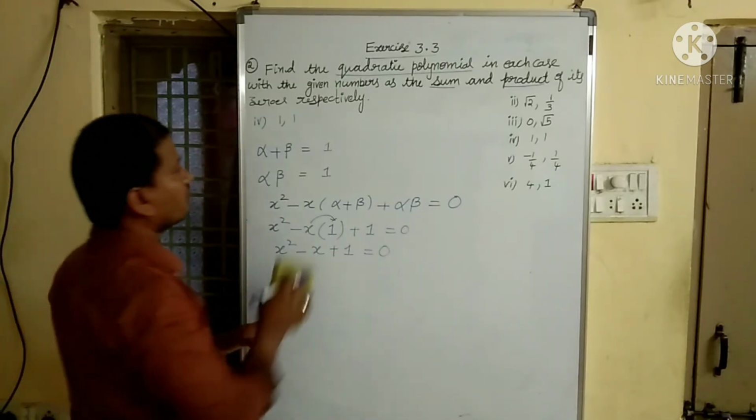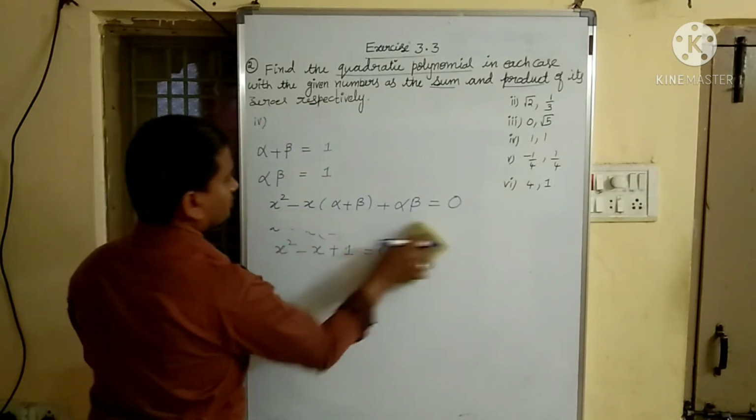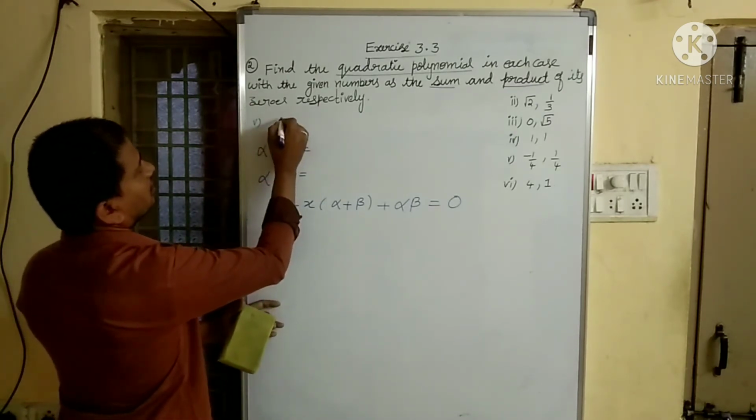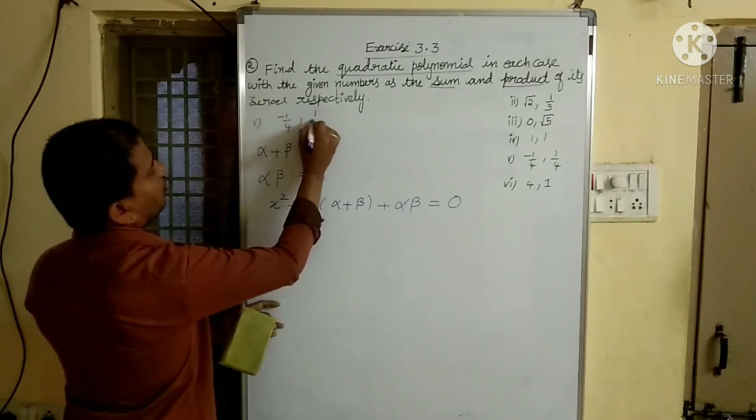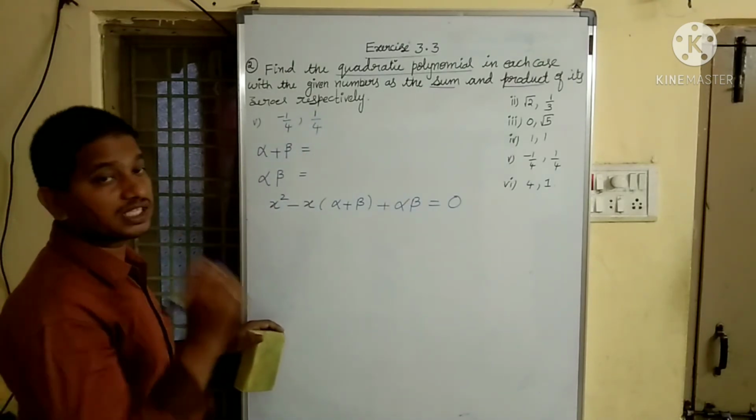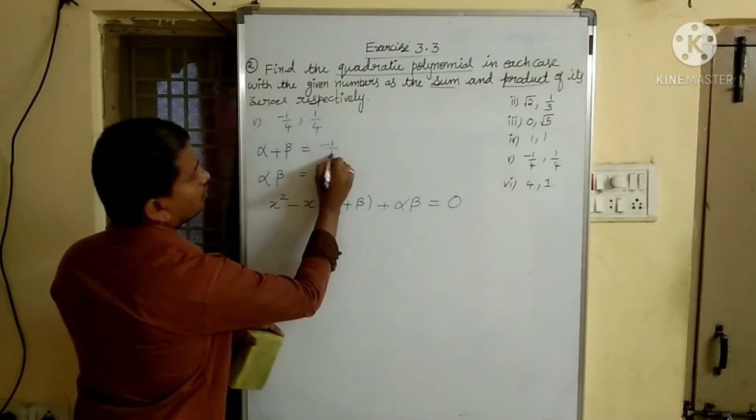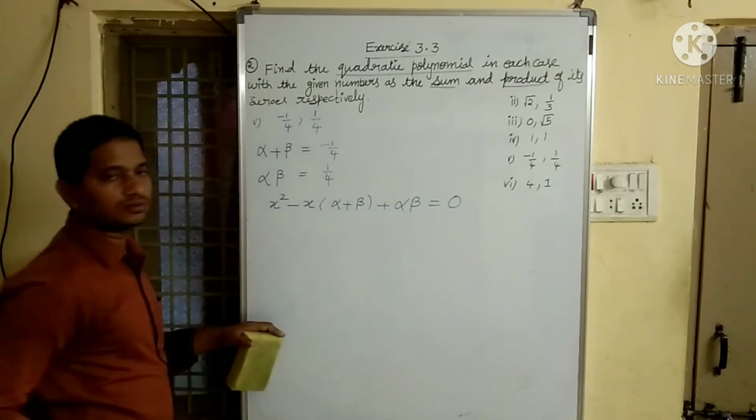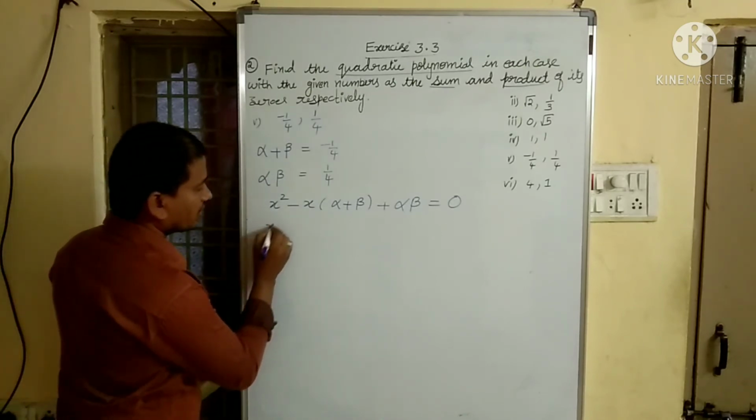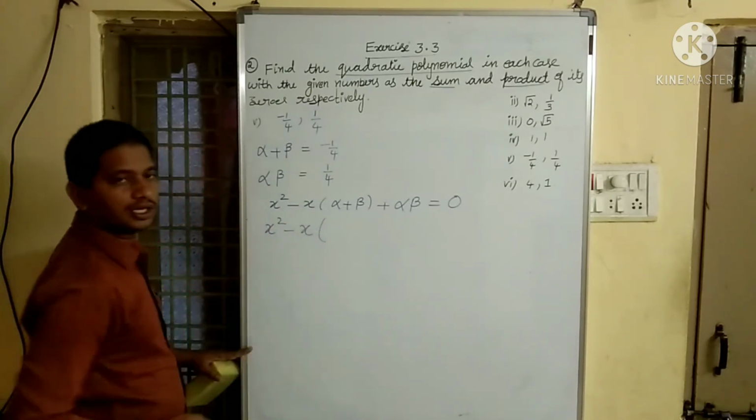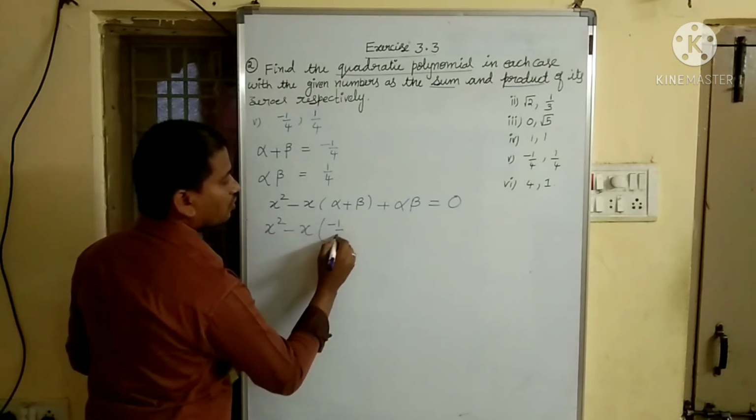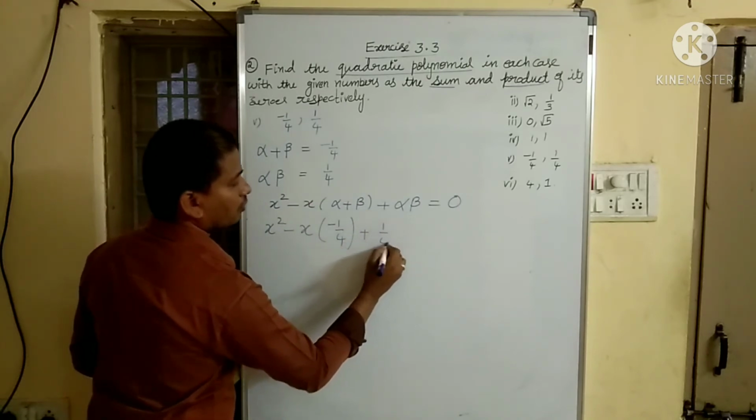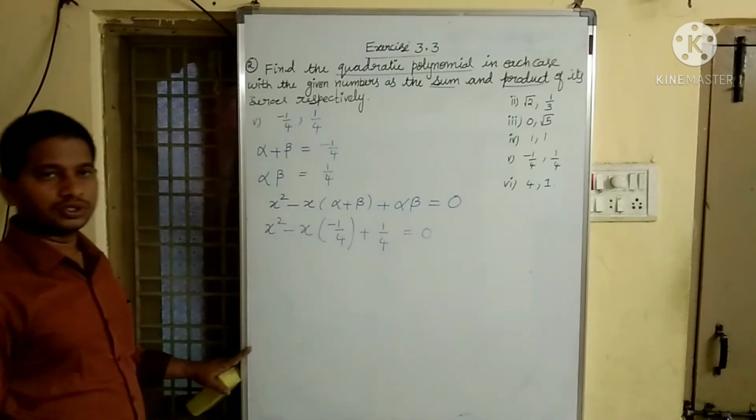Okay, coming to the fifth one. What is the fifth question? Given fifth question is, whose sum is minus 1 by 4 and product is plus 1 by 4. Alpha plus beta value is minus 1 by 4, alpha beta value is plus 1 by 4. Okay, substitute: x square minus x into alpha plus beta value minus 1 by 4, plus alpha beta value 1 by 4, equal to 0.